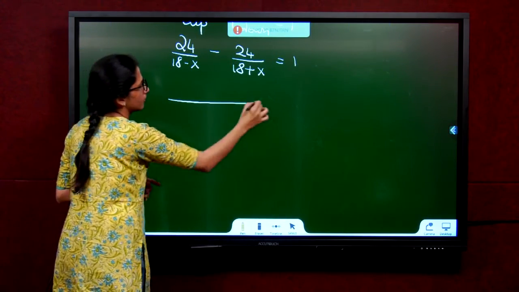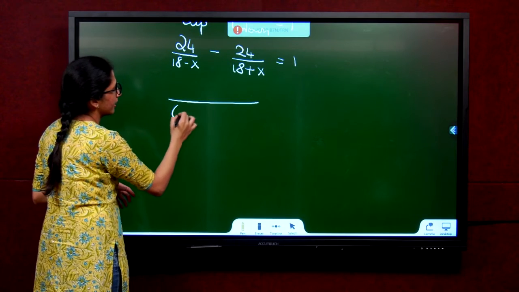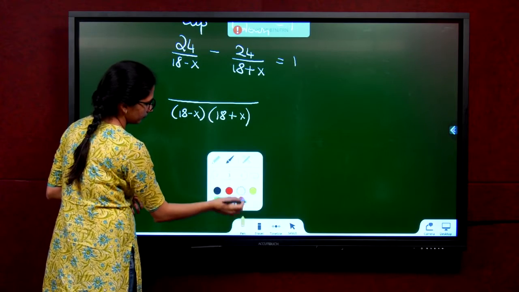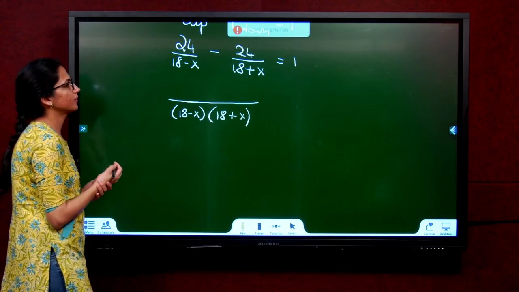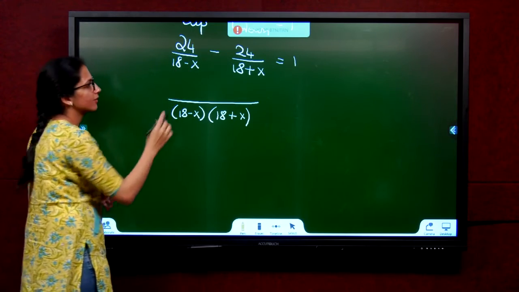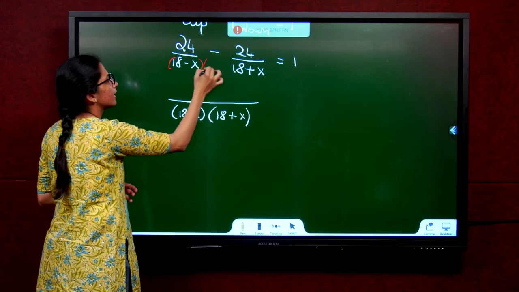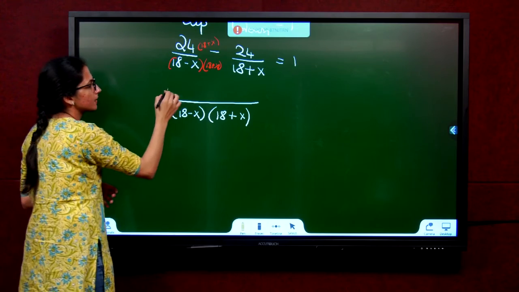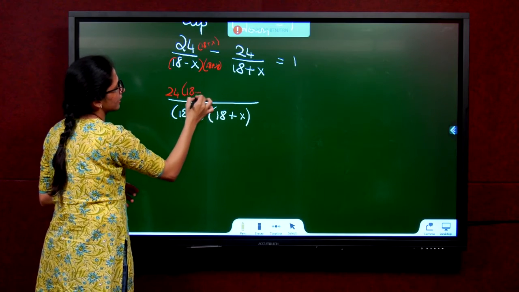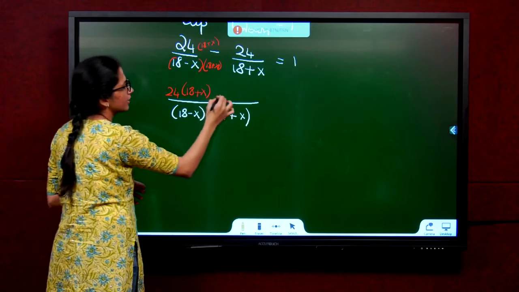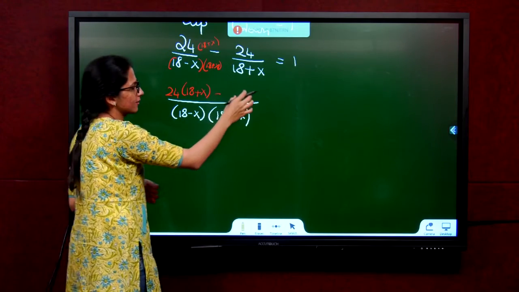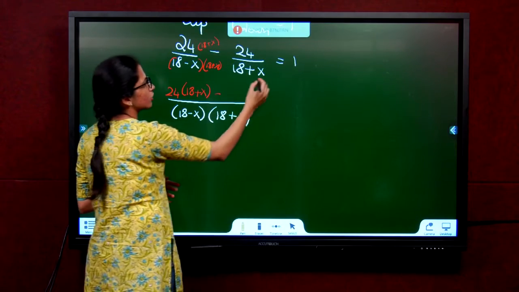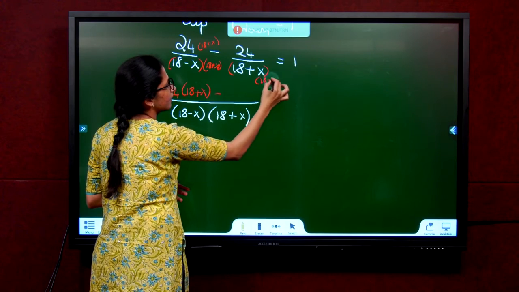So now, taking the LCM, 18 minus x into 18 plus x. Simply multiplying the denominators. You already have 18 minus x here, so you have to multiply up and down with 18 plus x. So this becomes 24 into 18 plus x. In between we have a negative sign. There is 18 plus x here. We want 18 minus x into 18 plus x. I already have 18 plus x, so I should multiply and divide it by 18 minus x.